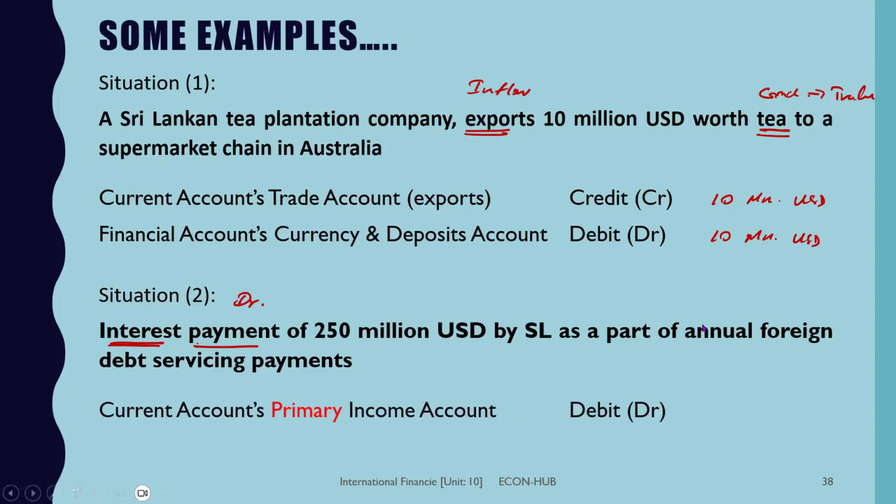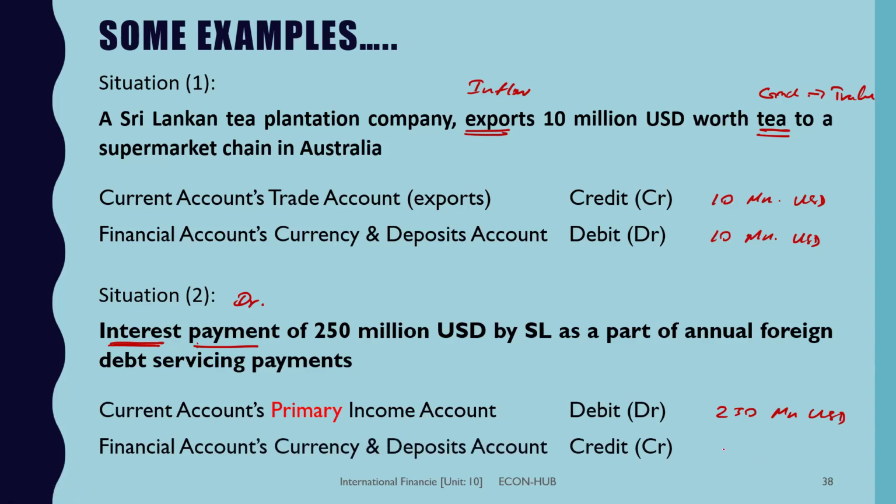Current account, primary income account. I just want to highlight the primary income part. Debit. How much? 250 million USD. And then second entry, same place. Financial account, currency and deposits, credit. 250 million USD. Done? So I've done two with you, where in the first one, the first entry is credit, second one, first entry is debit. Okay? So read the others, give it your best attempt to figure out the double entry.